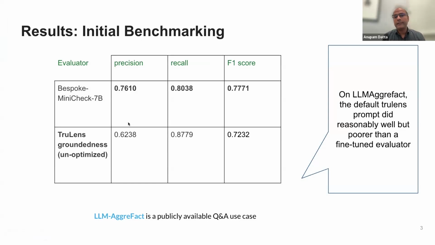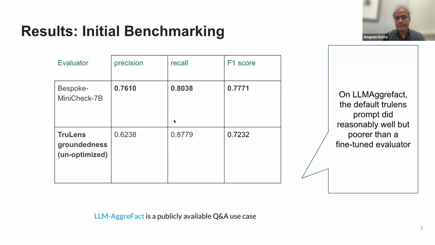To be concrete, let's focus on the LLM judge for groundedness for a very specific use case around question answering, which makes use of the LLM-AggreFact open dataset. On this dataset and use case, we observed that the default TruLens prompt, while it did reasonably well, did not do as well as a fine-tuned evaluator, the bespoke MiniCheck model, especially when it comes to the precision of the judge. So you'll see it's around the 62% mark.